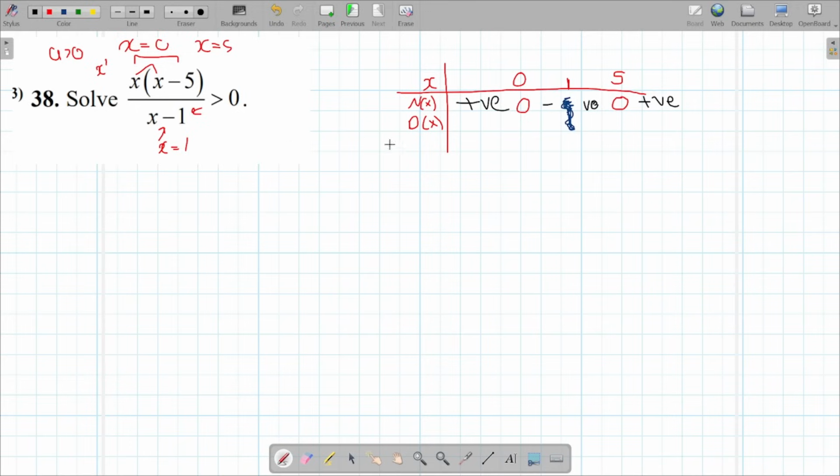How about the denominator? Before 1, is it going to be positive or negative? Here's how I like to do it. Since x minus 1 is actually a line, it's a line sloping upwards. And at 1, this would be the graph.